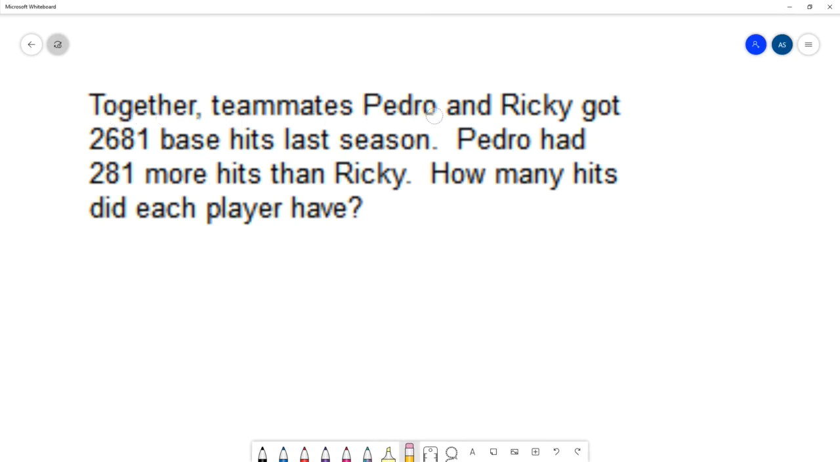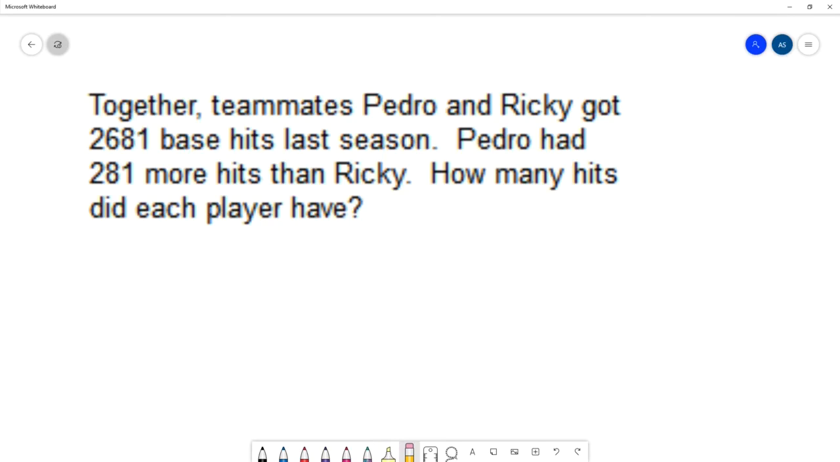Together, teammates Pedro and Ricky got 2,681 base hits last season. Pedro had 281 more hits than Ricky. How many hits did each player have?